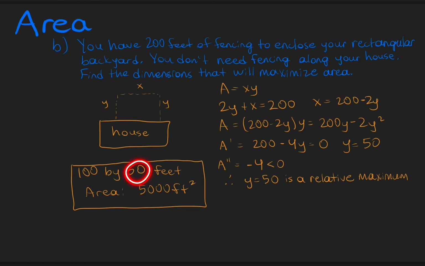So 50 by 100 feet. How I got 100 is I just put 50 back into this equation over here and solved for x. So yeah, 100 by 50 feet are the dimensions that will satisfy the maximum area. It will maximize the area. So 100 is going to be our x value and 50 is going to be our y value.